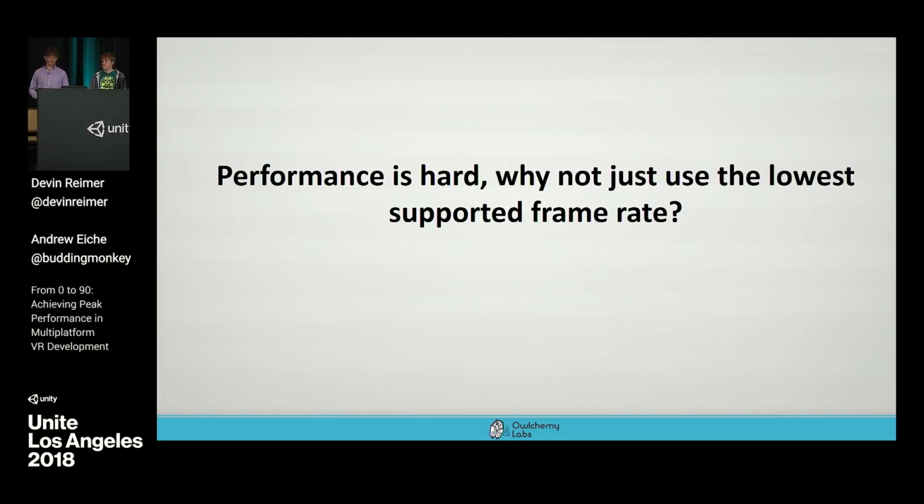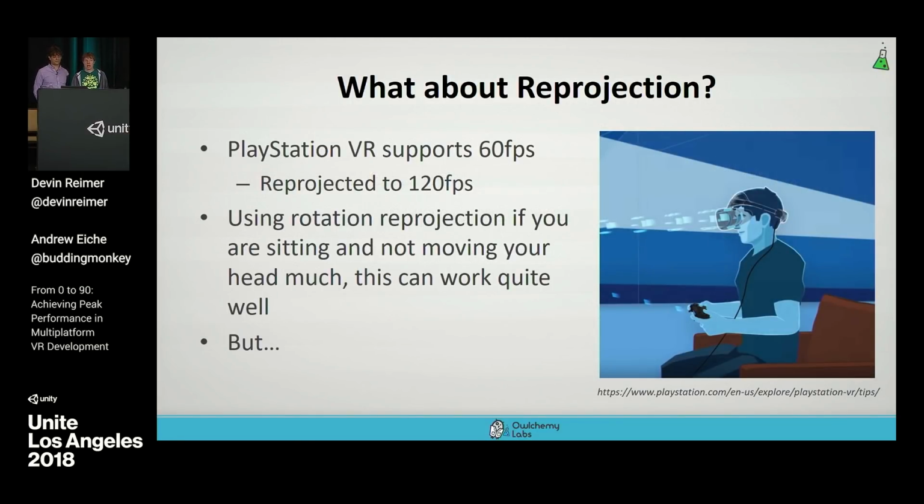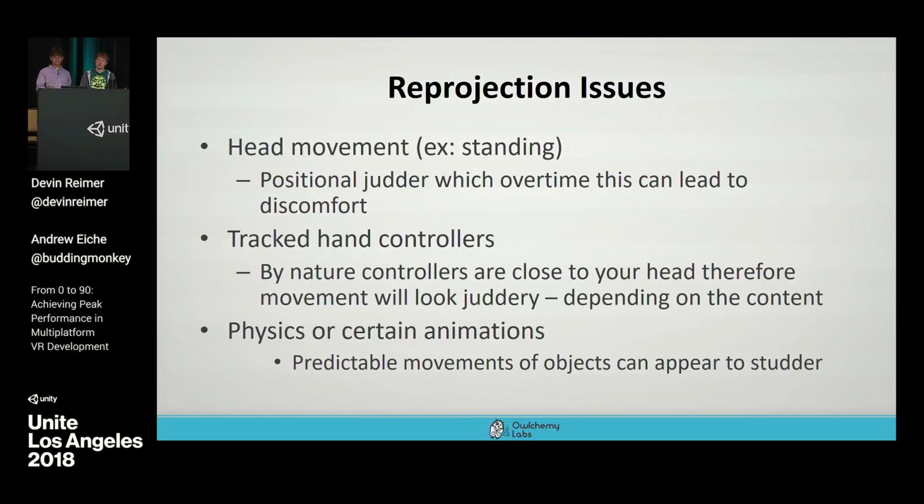And performance is hard, so why not make your life easier and just use the lowest supported frame rate? So let's talk back about reprojection. So on PlayStation VR, as Andrew mentioned, it supports 60 FPS. That's reprojected every other frame up to 120, but it uses rotational reprojection. So if you end up having cases where you're seated and you're not moving your head very much, this can actually work quite well. But there's some caveats. Some issues with reprojection are if you move your head, because that's not positionally tracked those frames, this can happen in cases of standing. Generally, you're moving your head around quite a bit. This will create positional judder for you, which over time can lead to discomfort, and it does for me.